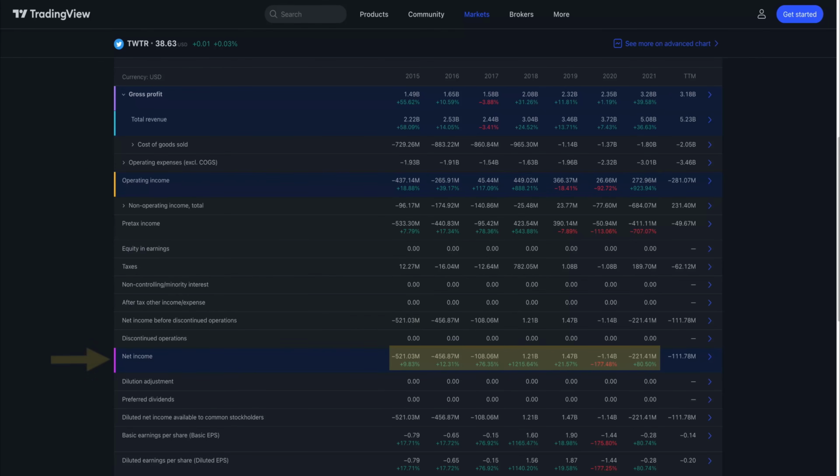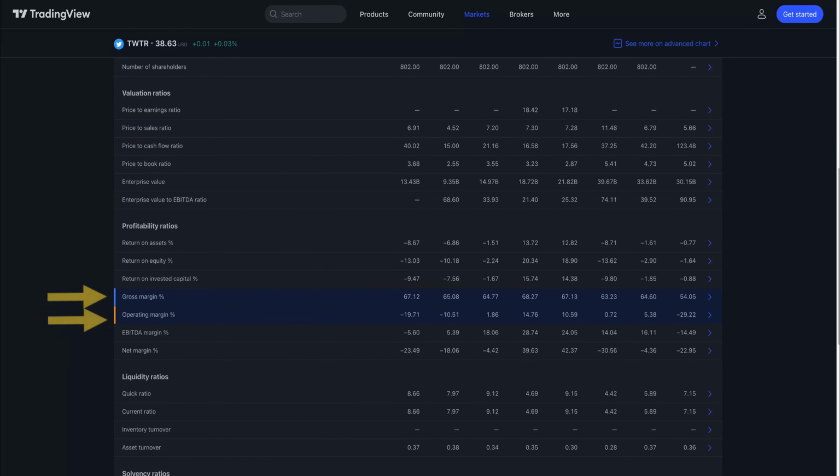And as it was expected, looking at the net income, which as a reminder is the most important metric of the income statement, we will see that the company is losing money. Someone could say that 2021 was better than 2020, but still the company was not profitable for 3 out of the last 5 years. Both gross and operating margin are positive. One is at 64.6 and the other one is at 5.38. Twitter has definitely raised some red flags and it has been quite a volatile company over the years.